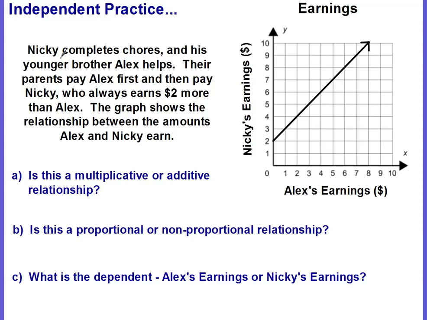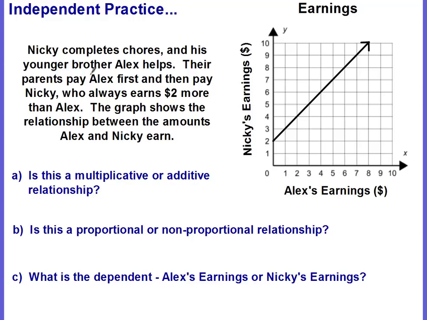Okay, we have the situation. Nicky completes chores and his younger brother Alex helps. Their parents pay Alex first and then pay Nicky, who always earns $2 more than Alex. The graph shows the relationship between the amounts Alex and Nicky earn. First, we want to identify, is this a multiplicative or an additive relationship?